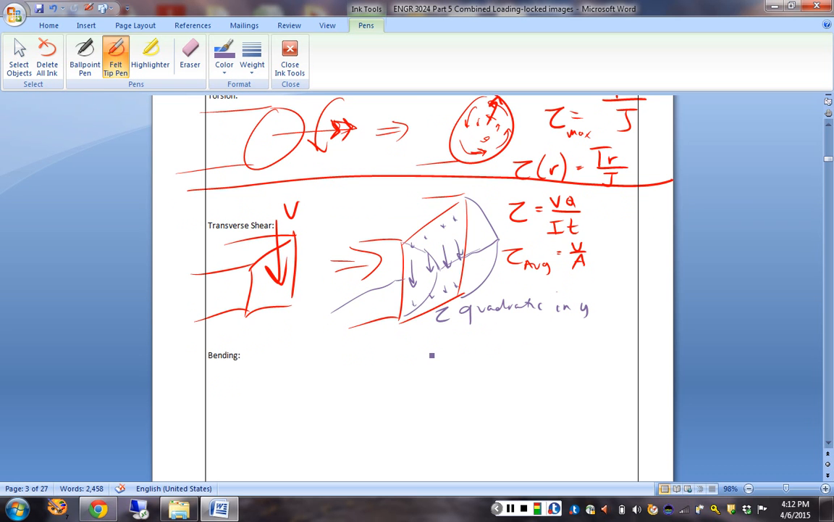Two other special cases that we did the derivation for: for a rectangular cross section, tau max is 3/2 V over A, and for a circular one, tau max is 4/3 V over A.